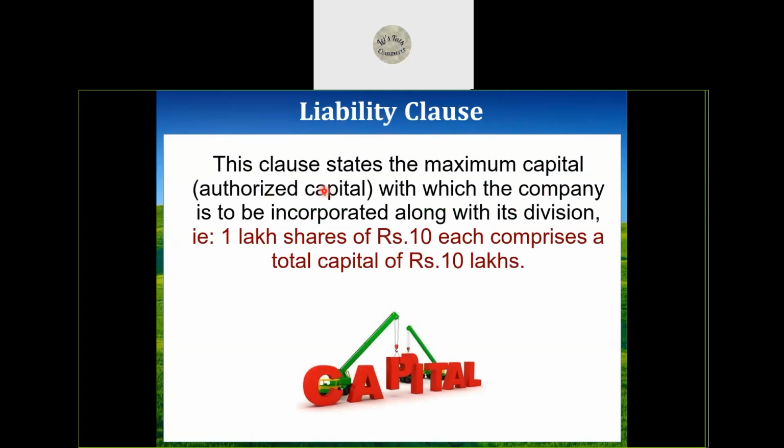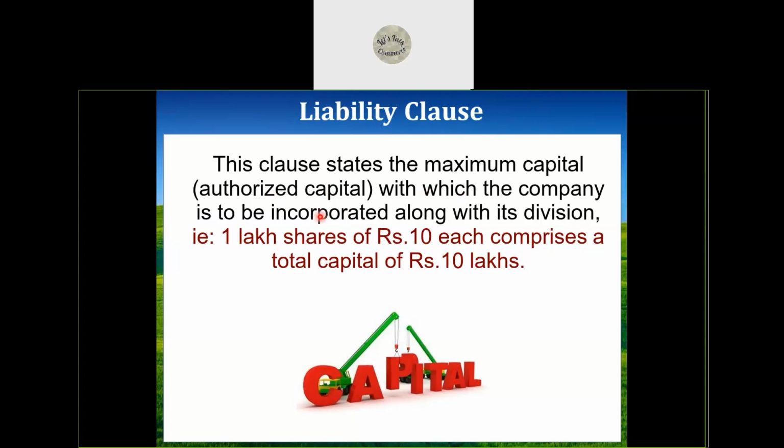This clause states the maximum capital, authorized capital, with which the company is to be incorporated along with its division. That is 1 lakh shares of 10 rupees each comprises a total capital of 10 lakhs. Right? So it is the capital clause written. This clause specifies the maximum capital with which the company will be authorized to raise through the issue of shares, called authorized capital. For example, the authorized capital of the company can be like this.